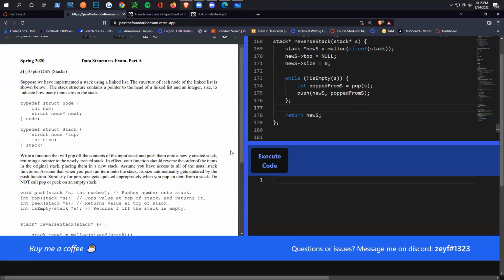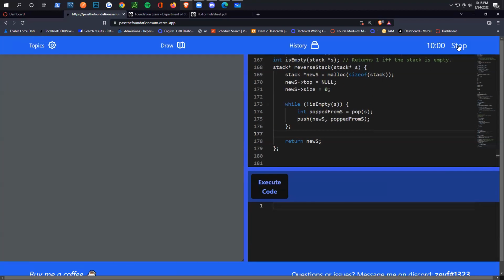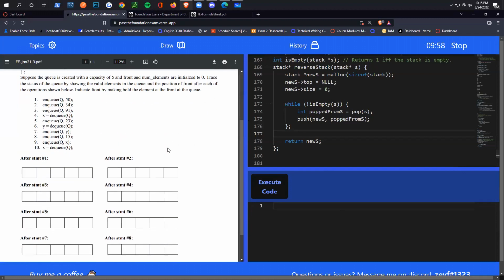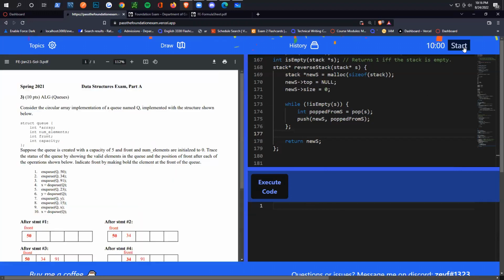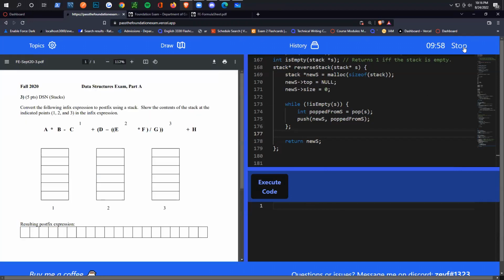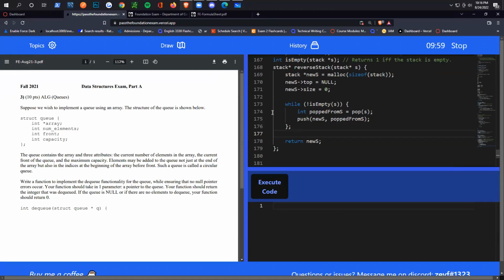I'll do one more and then I got to go. Okay. So this one is going to take a while to do. This one as well. Okay, let's do this one.